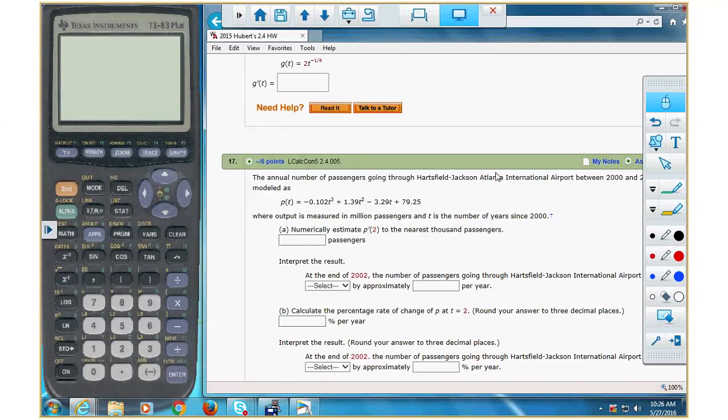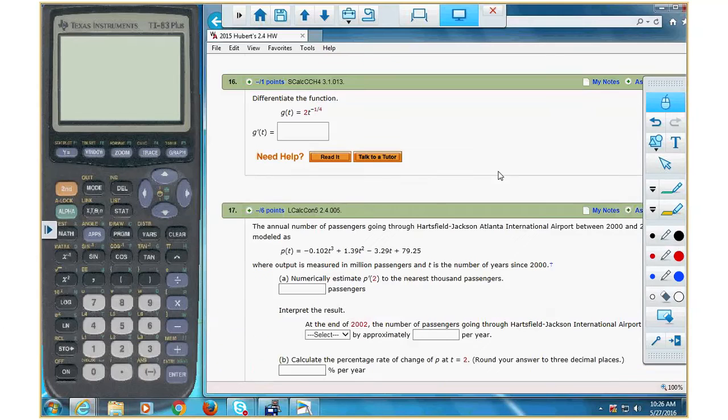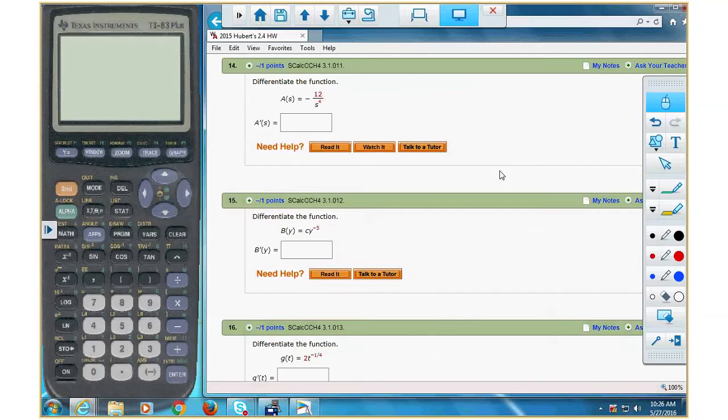All right. Let's go with this last one, these last couple.